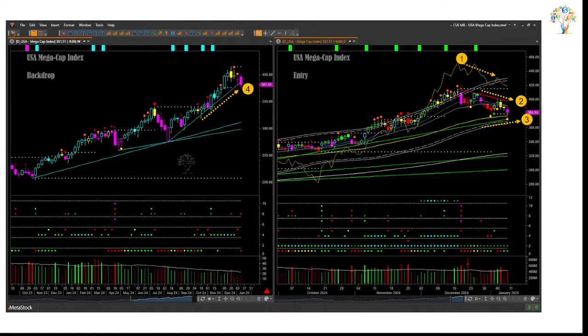Mega cap index, custom index. In the weekly, let me draw it again. In the weekly, after the bearish indecision cluster, it has bearish backdrop color now, and it broke the trend line support in weekly, though it has a somewhat long lower tail.